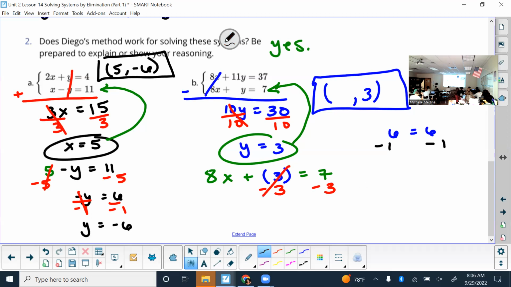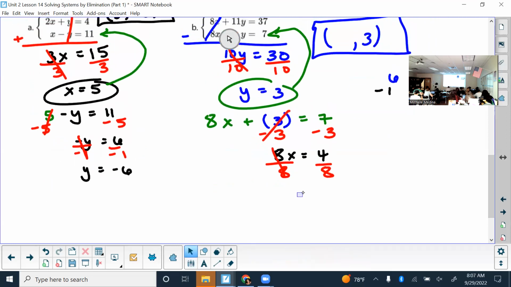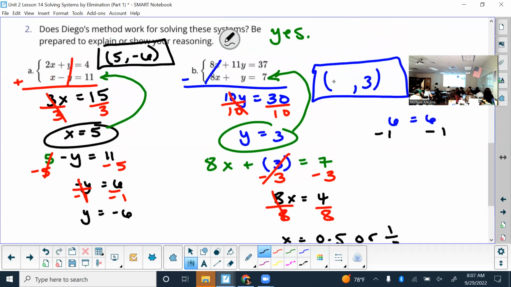Then 8x equals 4. Opposite of multiplying 8. Do that on both sides. What does x equal? 1 half, 0.5 or as a fraction. Good. I'll use the decimals and we would normally have it as a point.